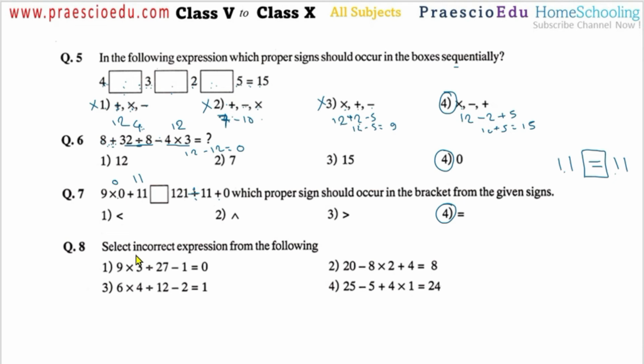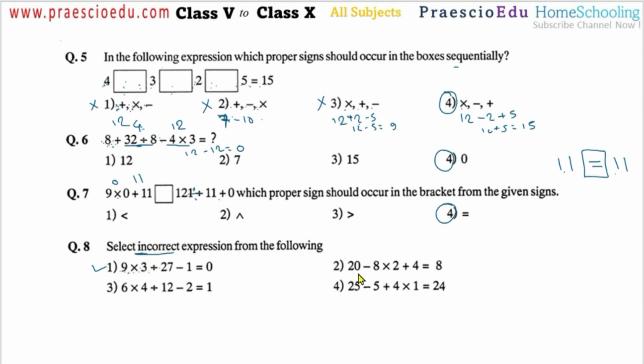Then question number 8. Select an incorrect expression from the following. Incorrect we have to choose. Multiplication and division: multiplication first, because that is the left side we maintain. So 9 multiplied by 3 is 27. 27 divided by 27 means 1, and then 1 minus 1 is 0. Yes, this is correct, but we require incorrect.